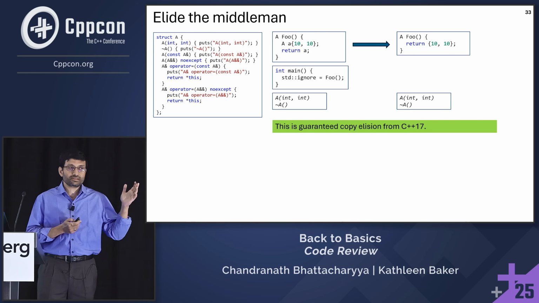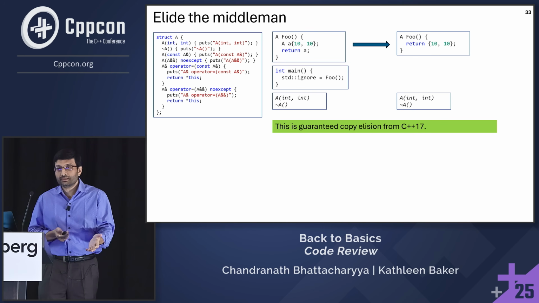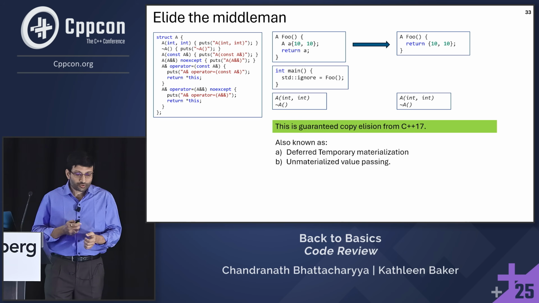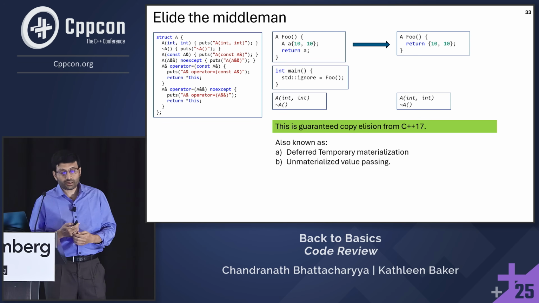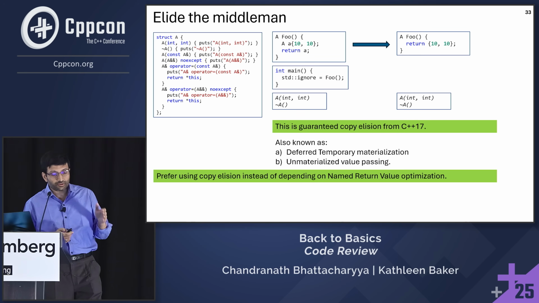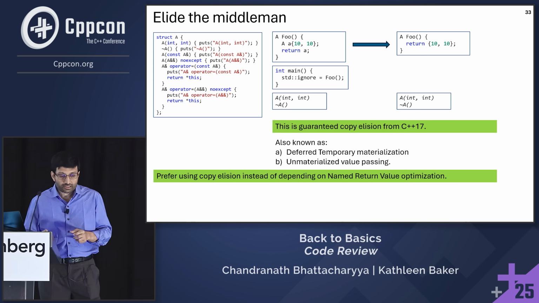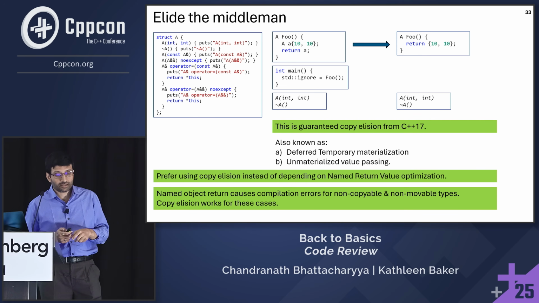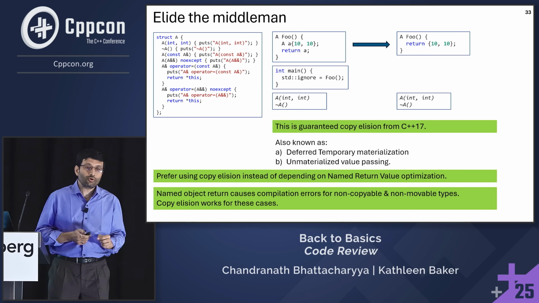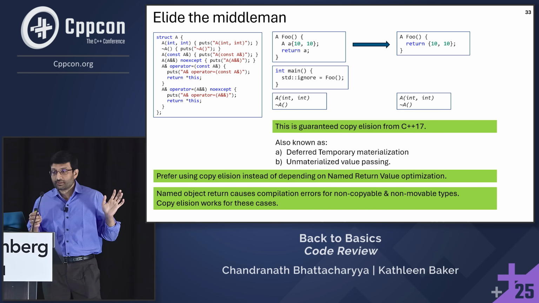The previous one was NRVO, which may or may not be done by the compiler, but this one is guaranteed by the compiler. It's also known as deferred temporary materialization or unmaterialized value passing. So the guidance is to prefer using copy elision instead of depending on NRVO. Why this is also important is because a named object can cause compilation errors for non-copyable and non-movable types. Copy elision works in both scenarios.